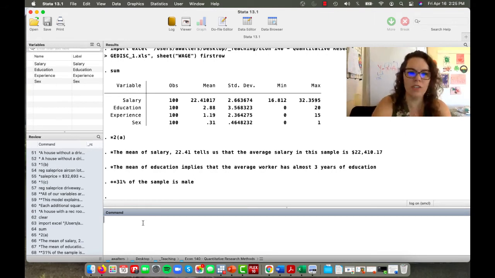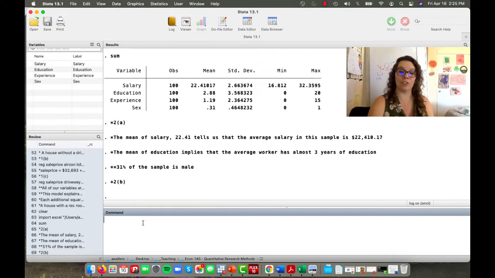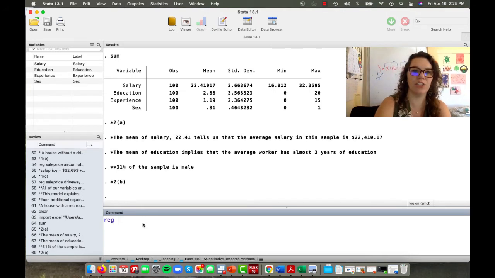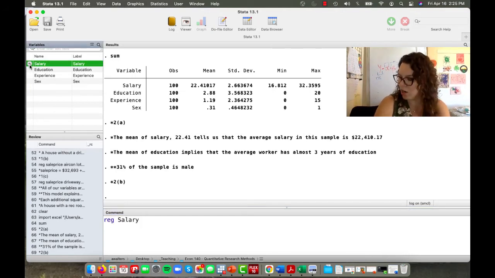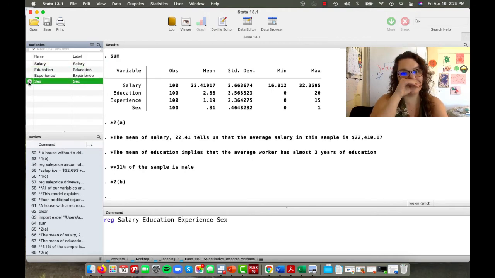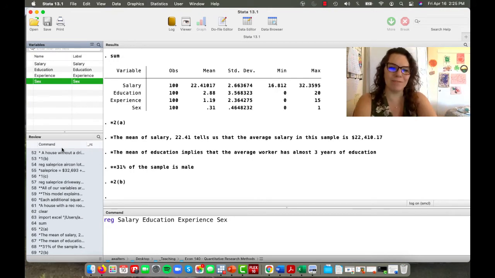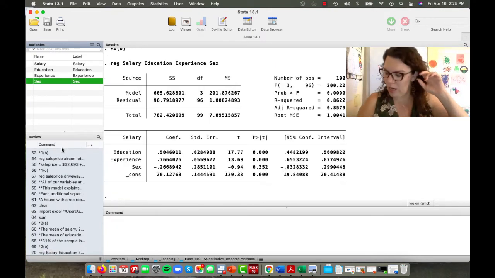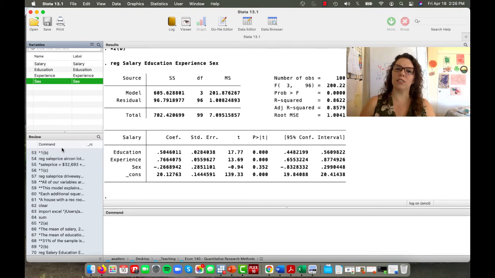But the next thing we want to do is go ahead and do question number 2, part B. And this is where we're going to do our first regression. We're going to do a simple linear regression of salary on all of our variables, education, experience, and sex, our X1, X2, and D1. And we get our results. And so now we can talk about interpreting these results generally and answering the question of whether or not we see sex discrimination in this data set.